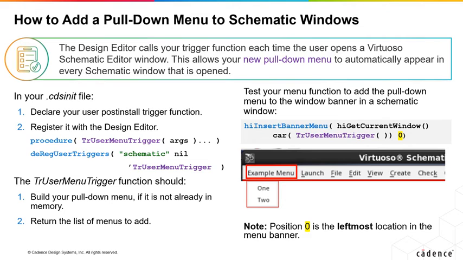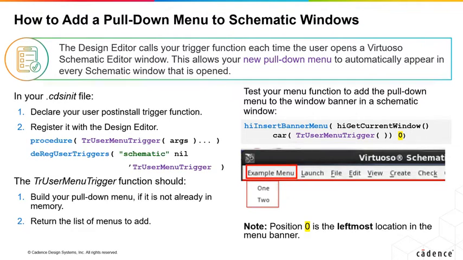So the second example we'll look at here is how we add an entirely new pull-down menu to a schematic window. In the prior one we looked at just adding a menu item. Here we're going to add a whole new menu. So in order to do that, we're going to make our TR user menu trigger function. We're going to build our pull-down menu if it's not already in memory. And then what we'll return is a list of the menus to add. So in this case we're adding one, but you could build multiple ones too, and then they would all be added.